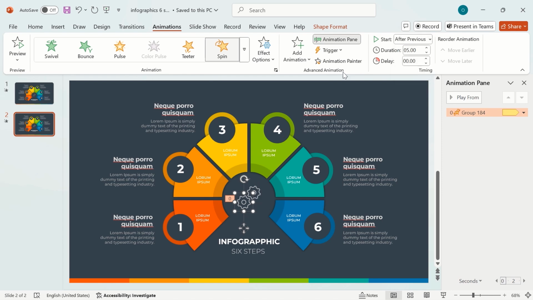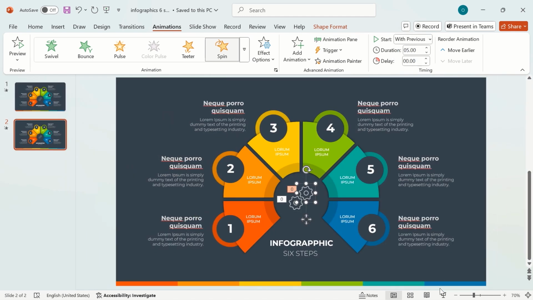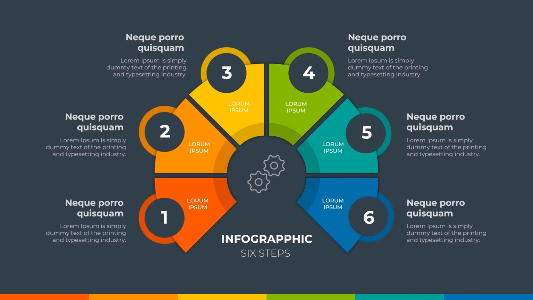Use Animation Painter to copy the effect to the second gear. Modify the effect options of the second gear. Change clockwise to counterclockwise for a realistic motion effect. Change start on click to with previous so both gears rotate together. And that's it. You've just created a stunning animated 6-step circular infographic in PowerPoint fast and easy.